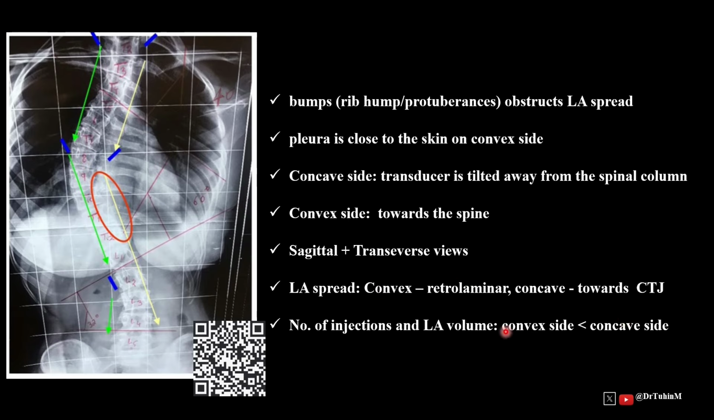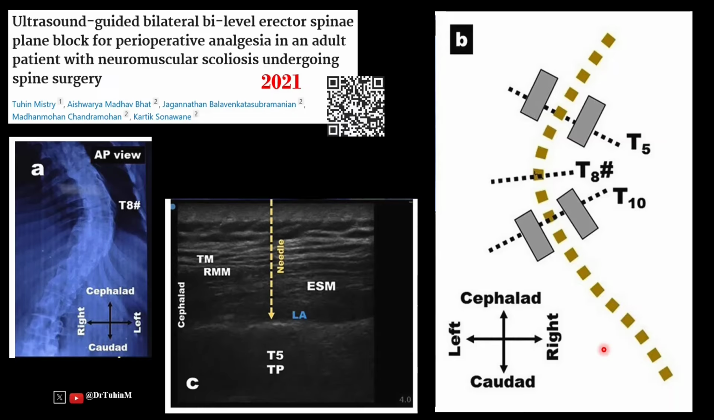So the LA spread convex side usually towards the lamina, and concave side usually our initial ultrasound probe is towards the costotransverse junction or towards the rib. So by changing the probe position, we can confirm the needle tip position, and then we can do. And the number of injections or LA volume requirement on concave side is more than the convex side. This one we have also reported in adult neuromuscular scoliosis and fracture surgery.